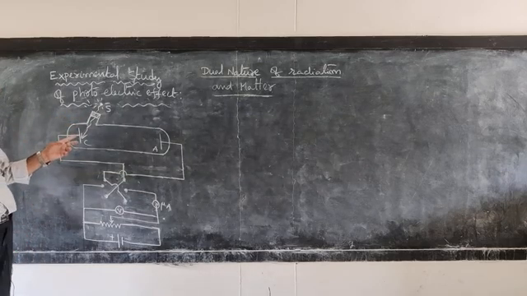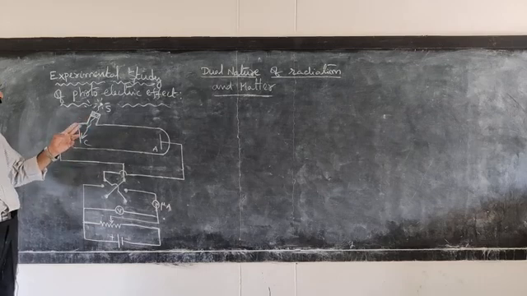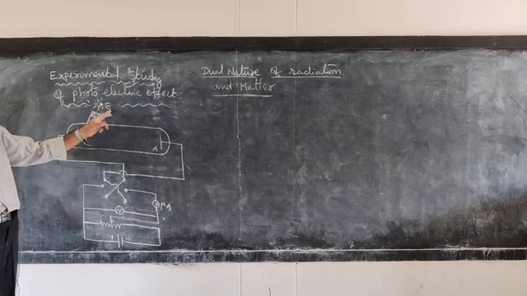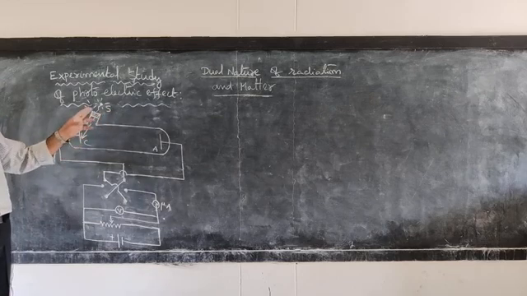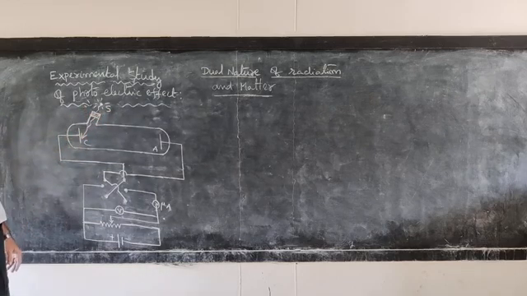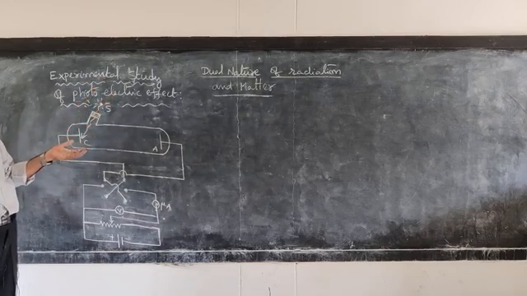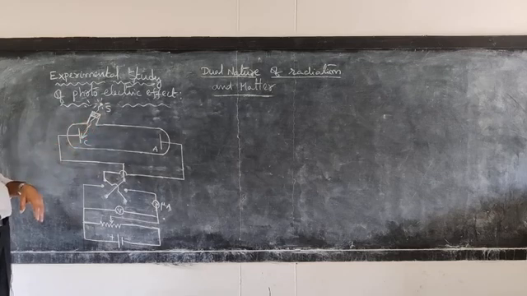You can increase or decrease the distance between the emitter and the source so that the intensity of the radiation changes. When you increase the distance, radiation intensity decreases, or when you bring the source closer, then intensity increases. Like that you can vary the intensity.